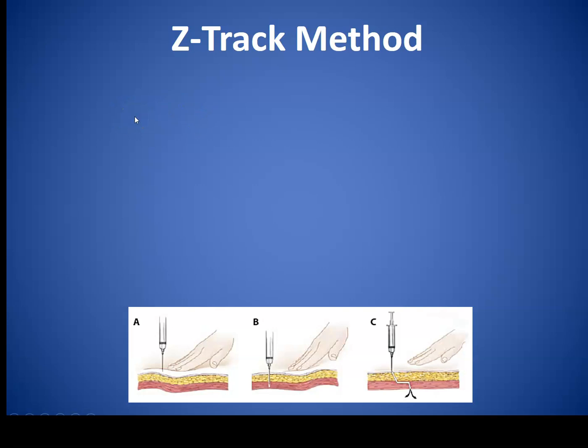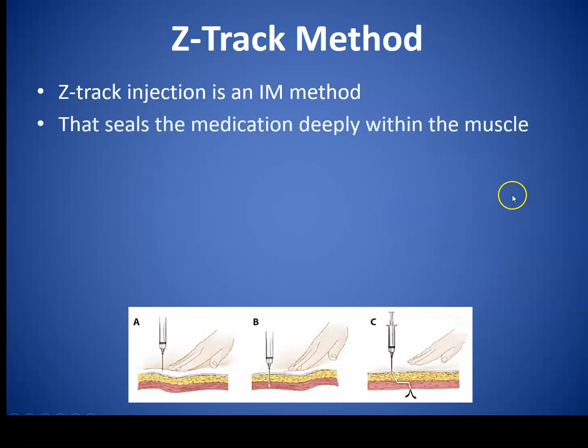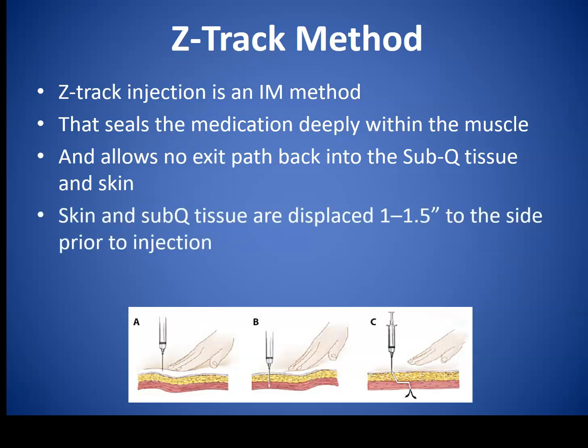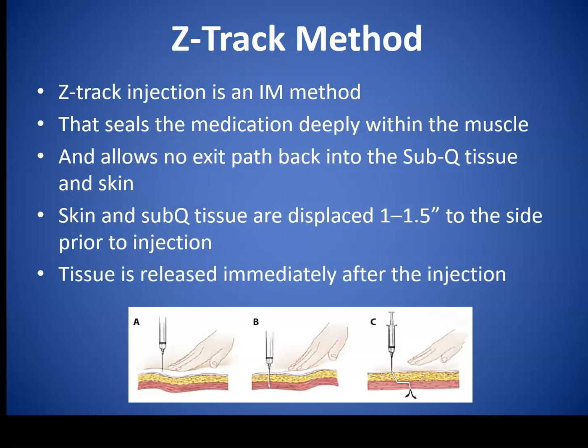The Z-track method. So this is a method used in IM injections that seals the medication deeply within the skin. And this allows no exit path back out into the subcutaneous tissue or the skin. So what you do is you use your non-dominant hand to pull and stretch and move the patient's skin and tissue. And so you're going to displace it about 1 to 1.5 inches to the side prior to injecting. And then you insert the needle, inject the solution, and then release the tissue immediately after the injection.